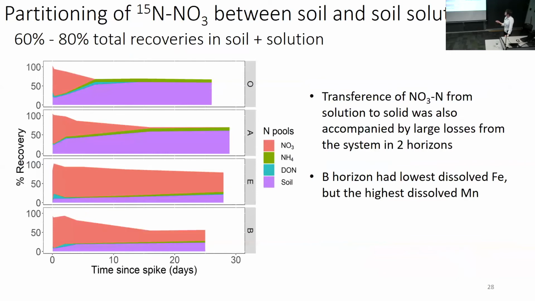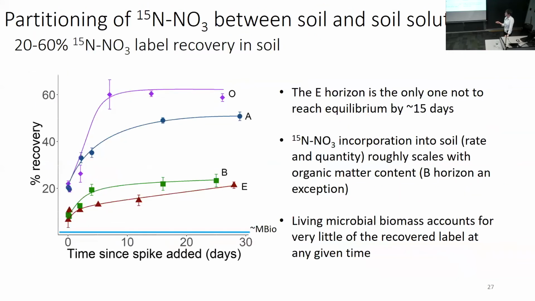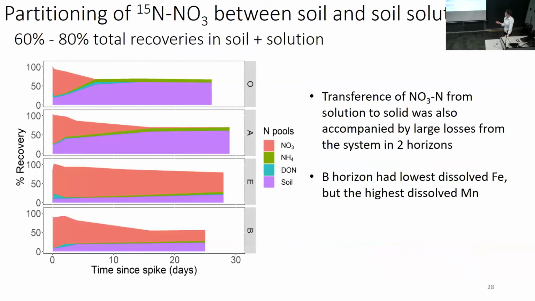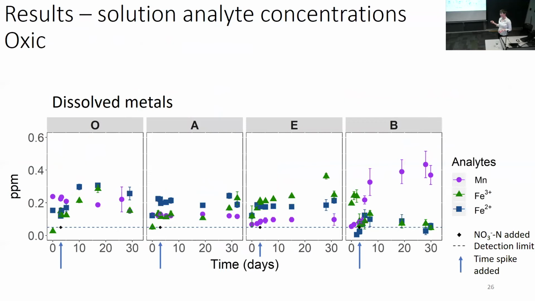Here again, purple is the soil nitrogen recovery that I showed in this plot. One of the bigger takeaways is that in the E and B horizons, a lot of this nitrogen is still in the form of nitrate. It never got processed. The B horizon is interesting in that it had the lowest total recovery of all of them, which, going back to that manganese, might be an indication that we had more reducing conditions than we thought we did, than we tried to control for.